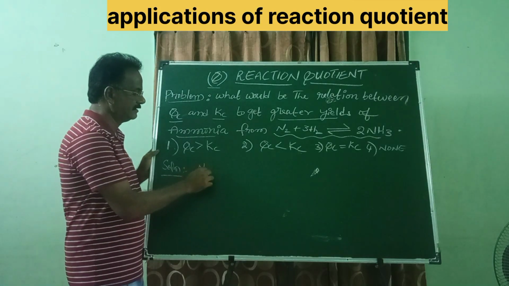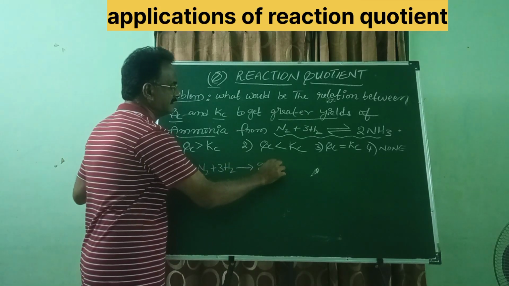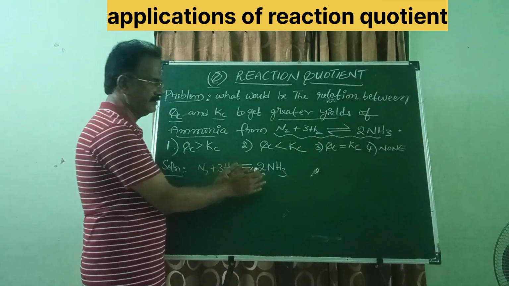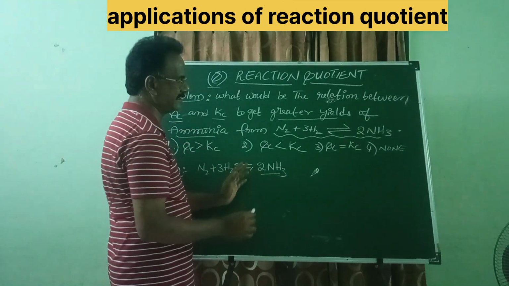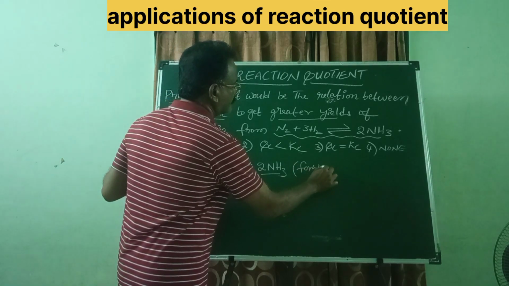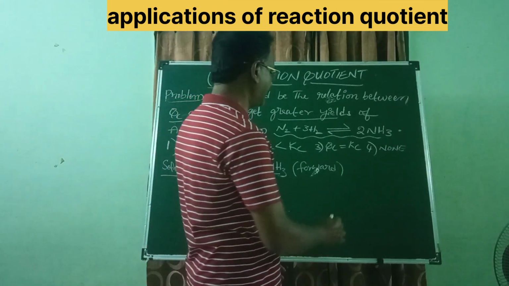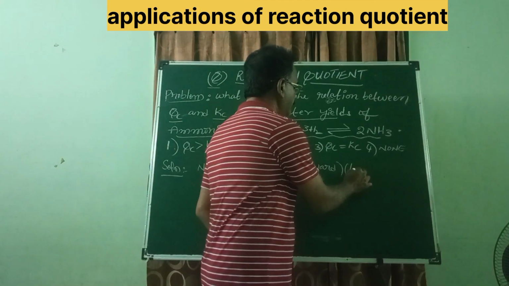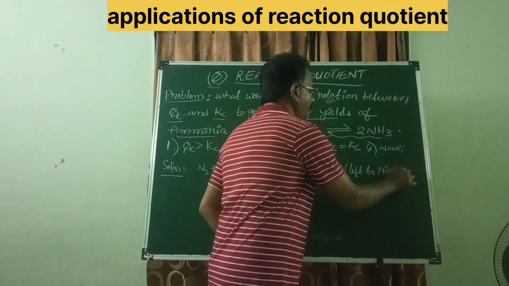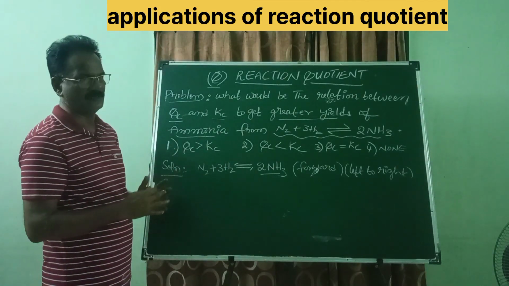Now let us write the reaction. N2 plus 3H2 gives rise to 2NH3. This is the reaction given. Here, if you want to get greater yields of ammonia, what would happen? The forward reaction should be favored. That means the reaction should take place from left to right. Now let us go through the concept. What would be the condition? What would be the relation?